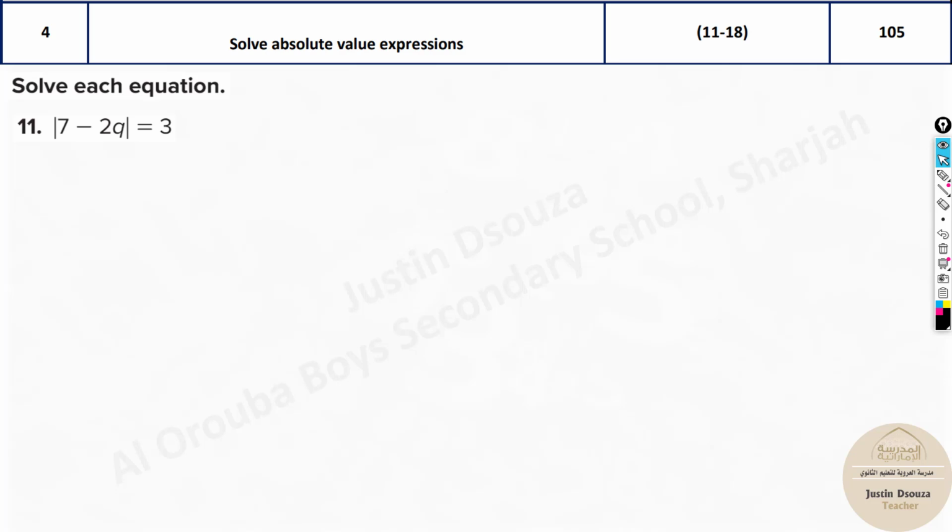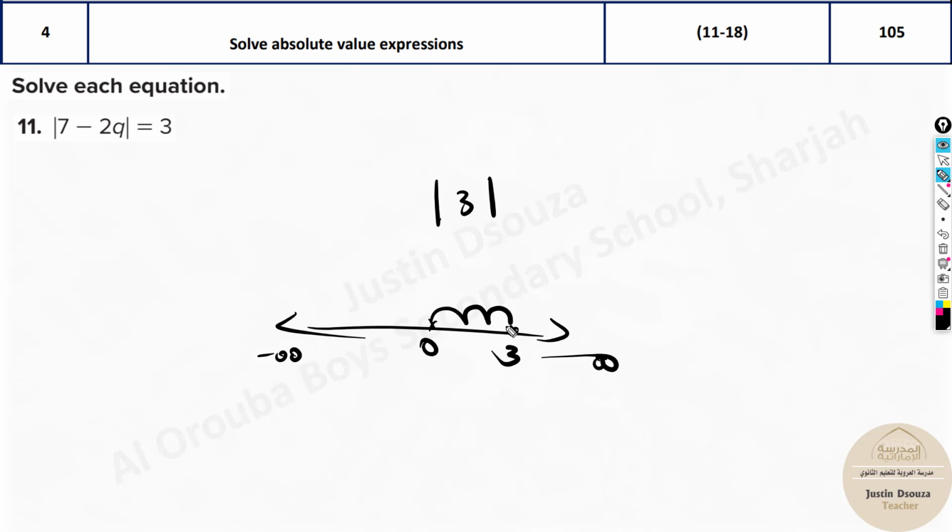Before solving this, let's understand what absolute value is. Absolute value is basically the distance. If I have, say, absolute value 3, it tells us the distance on the number line from 0. The number line goes from minus infinity to infinity. From 0 to 3, what is the distance? It's 3 units, right? That's the answer.